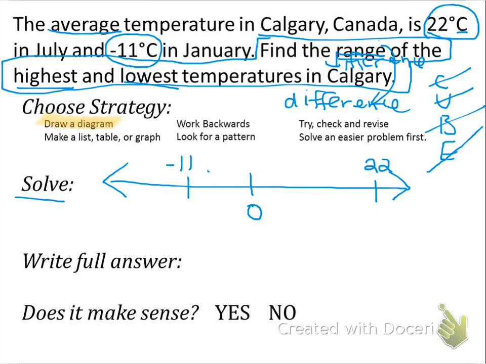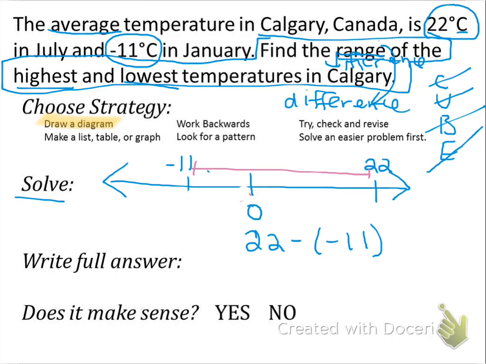So if I look at this and I need to find the range, that means the distance from here to here. Well, to find that distance between the two, I could either count each space, if I actually had a number line, but I don't have that. So what I'm actually going to do is subtract. Because it says difference and range, that tells me we need to subtract. My problem will be 22 minus negative 11.